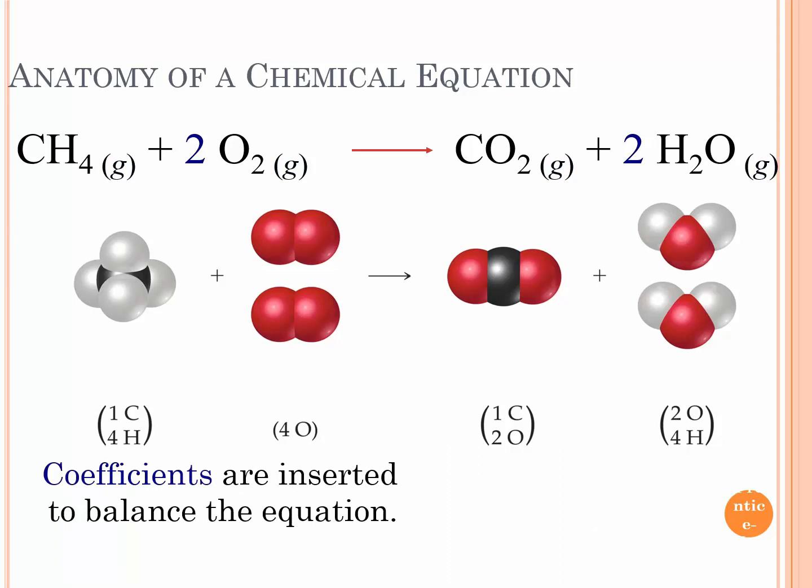After you balance an equation, you get numbers in front of either a reactant or a product. This number is called a coefficient. Coefficients are inserted to balance the equation. So here 2 is a coefficient in front of oxygen, and 2 here in front of water. This is only to balance the equation. As you can see here, we have 4 hydrogen atoms, and here we have 4 hydrogen atoms, 1 carbon, 1 carbon, 4 oxygen, here we have 2 plus 2, and here we have 4.